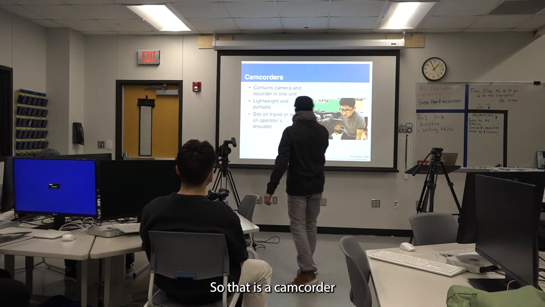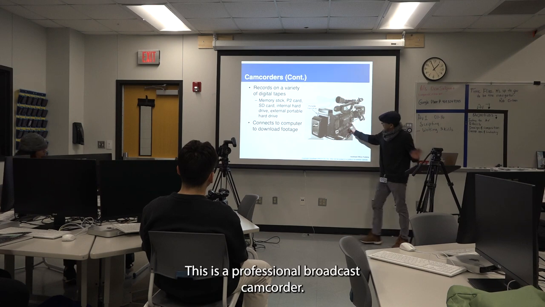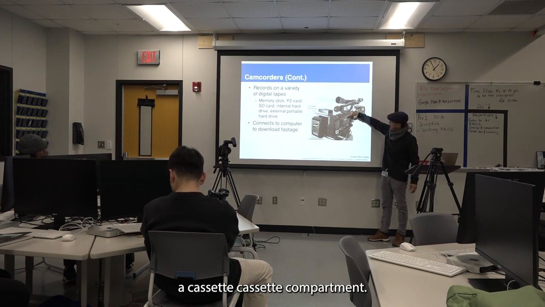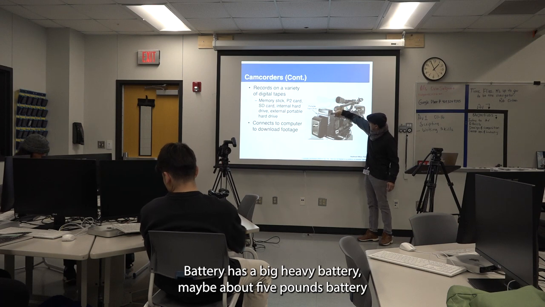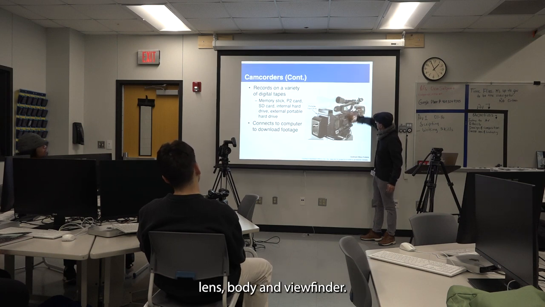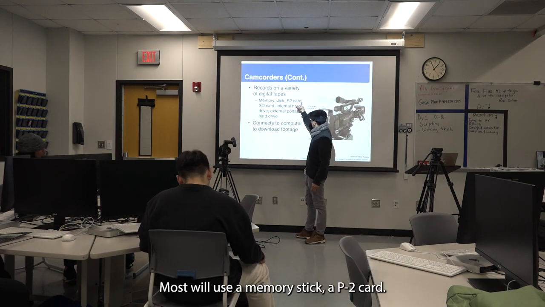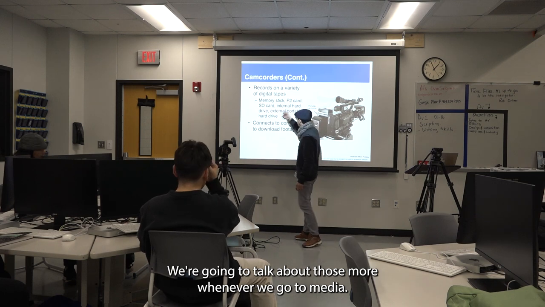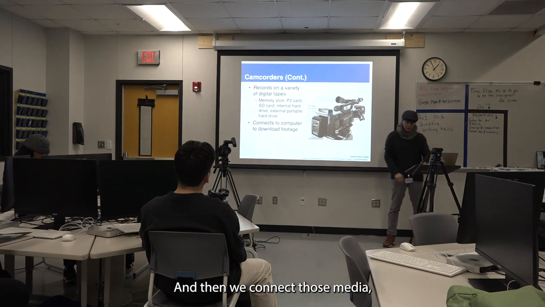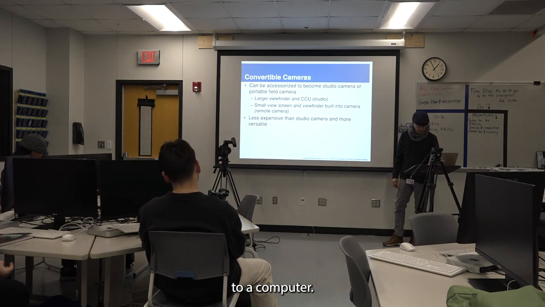So that is a camcorder. Let's go in. This is a professional broadcast camcorder. This one uses a cassette compartment, a big, heavy battery, maybe about 5 pounds, lens, body, and viewfinder. Most will use a memory stick, a P2 card. We're going to talk about those more when we get to media, an internal hard drive or external hard drive. And then we connect those media cards to a computer.